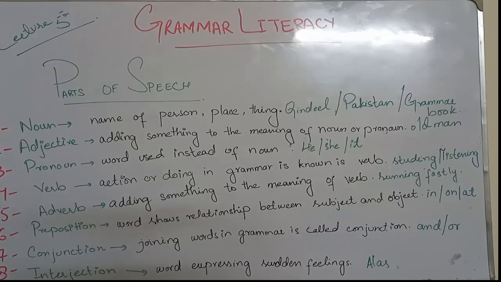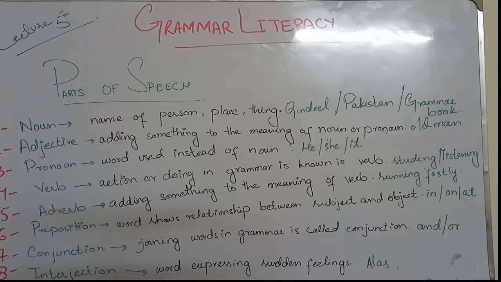The next one is the adverb. Again, you can also see that while talking about the adjective, there is the word add, and in the adverb there is the word verb. So from the word you can also derive the definition that adding something to the meaning of verb is the adverb. It's very simple, but in adjective you have to understand that it is adding something to the meaning of noun and pronoun. So adverb is adding something to the meaning of verb.